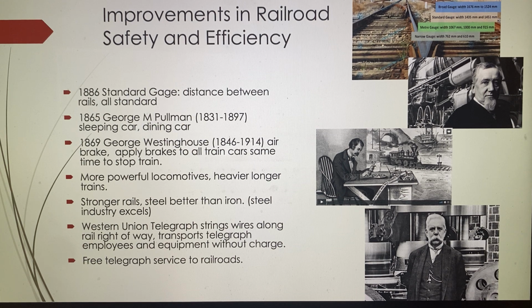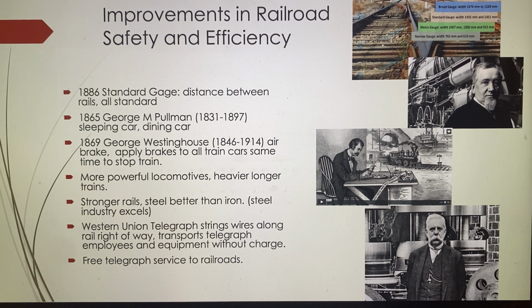And then in 1865, George M. Pullman, who lived 1831 to 1897, built a sleeping car and a dining car. With these sleeping cars, people could not only sit and ride across the country, but also sleep like they were in their own bed at home. Then they could get up and dine, with food on the train, so they wouldn't have to make multiple stops along the way to have dinner. In 1869, George Westinghouse, who lived 1846 to 1914, built what was called the air brake.